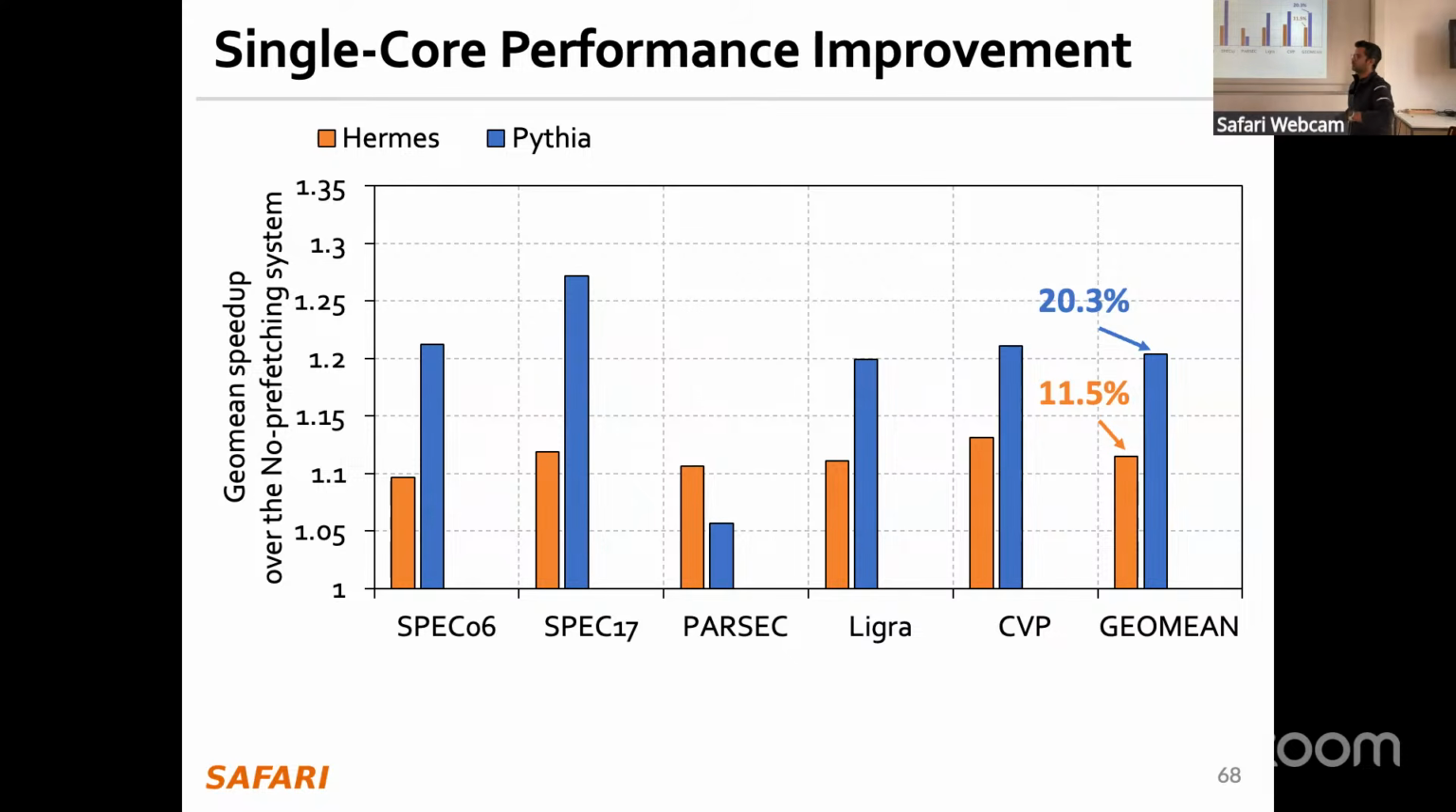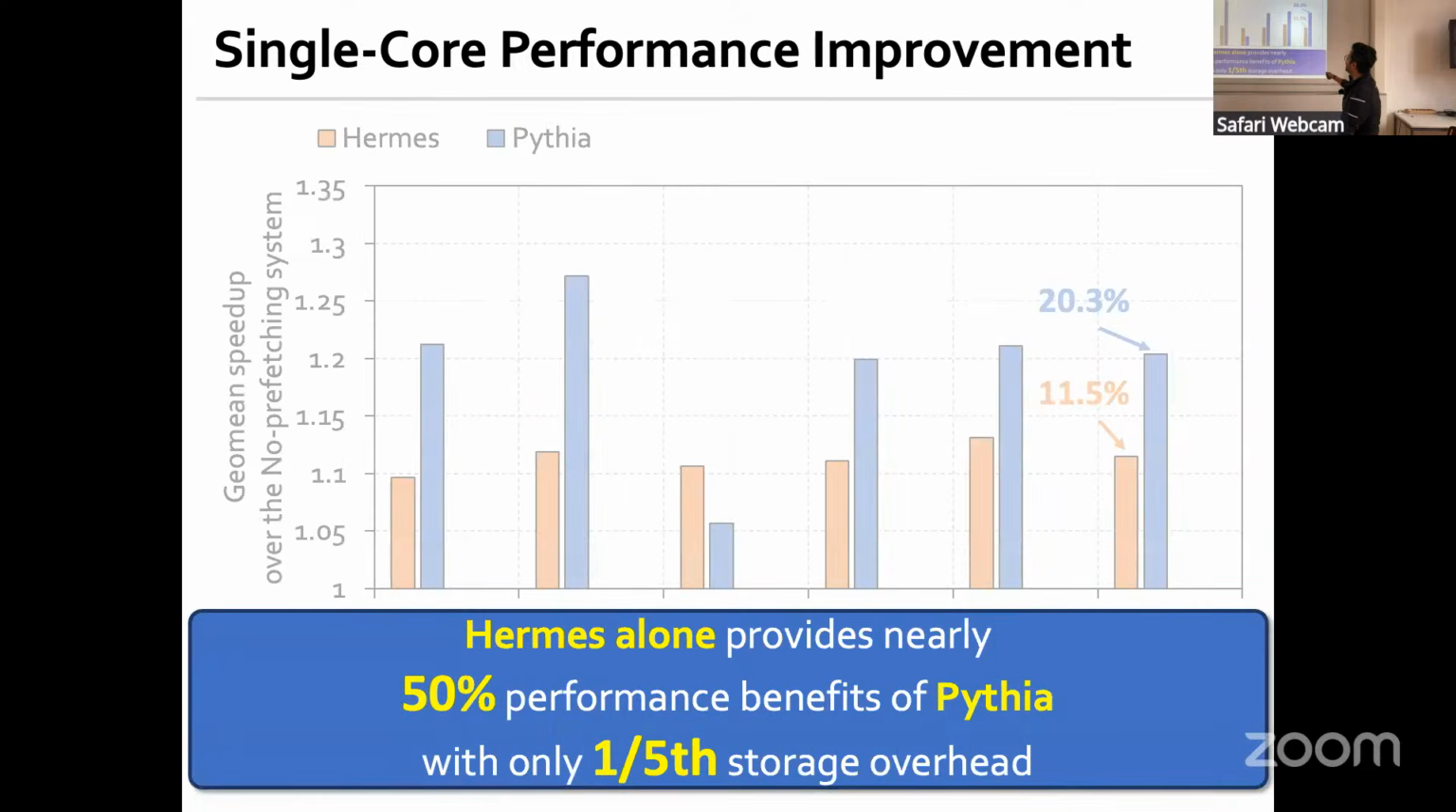and then it speculates that it would go off chip, so let's start fetching the data. Inherently, it has lower timeliness than a prefetcher. It can't anticipate as far ahead as a prefetcher. That's why Pythia by itself provides much higher performance. But the good part is that almost half of the performance benefit comes at one fifth of the storage. So the bang for buck is higher here.